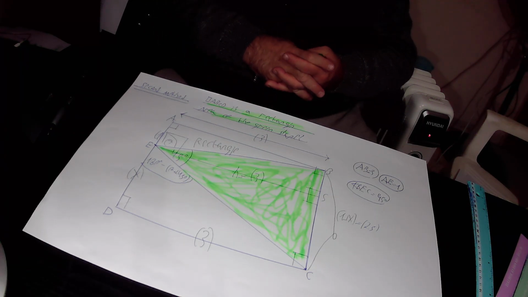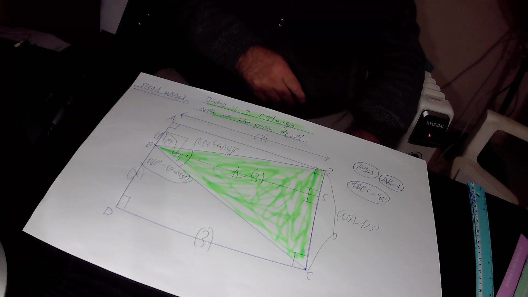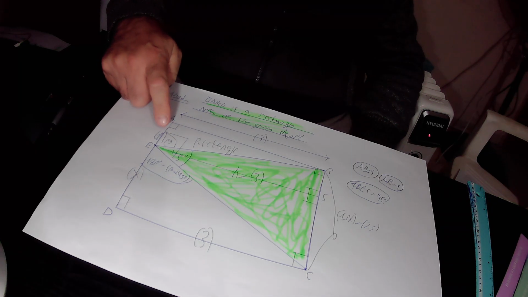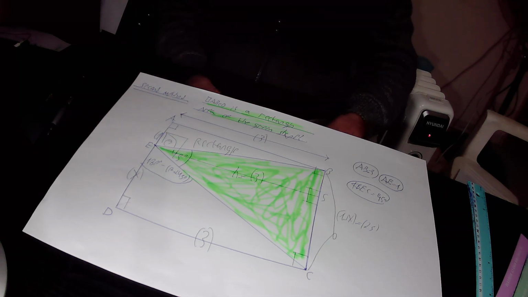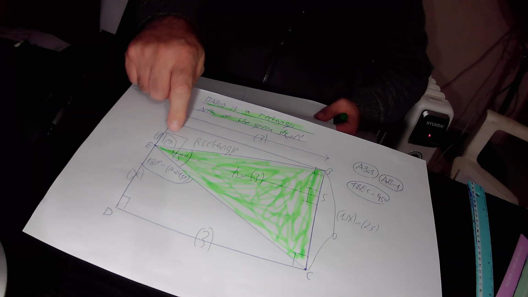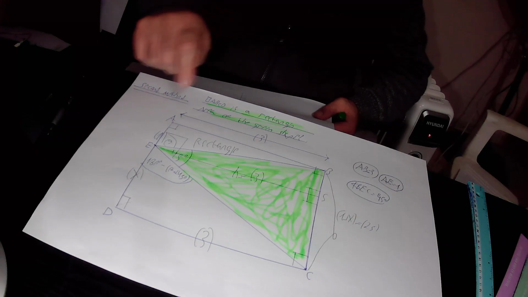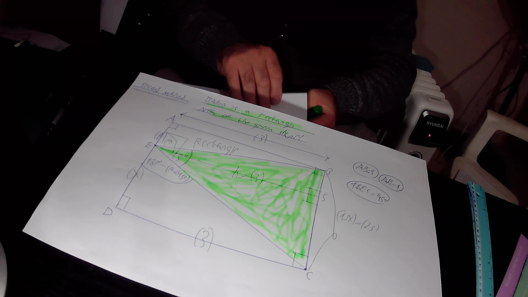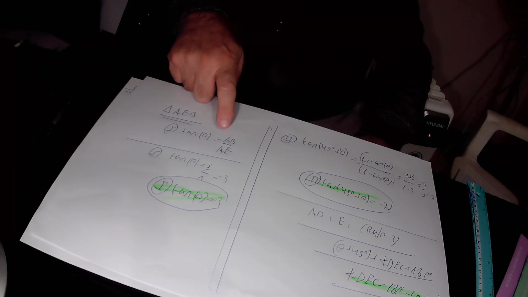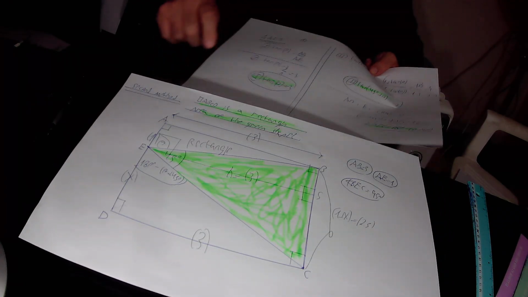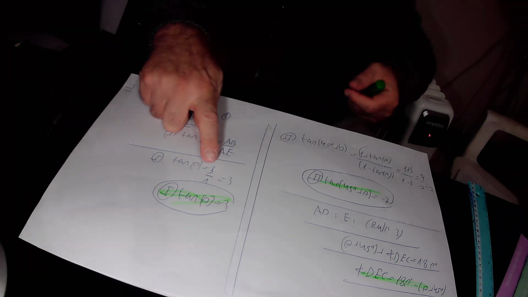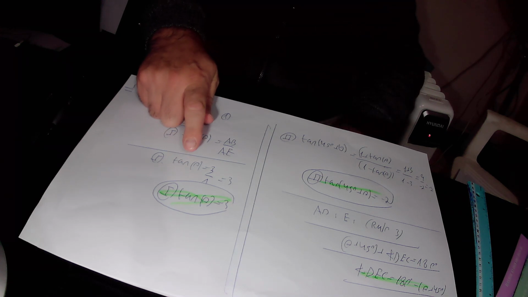In the next step, we define this angle AEB as theta. So in the right triangle ABE, tangent theta equals AB over AE. Again, in the right triangle ABE, tangent theta equals AB over AE. AB is 3, AE is 1, so in total tangent theta equals 3 over 1, that is 3. So according to equation 1, tangent theta equals 3.